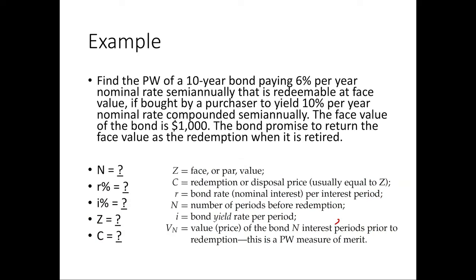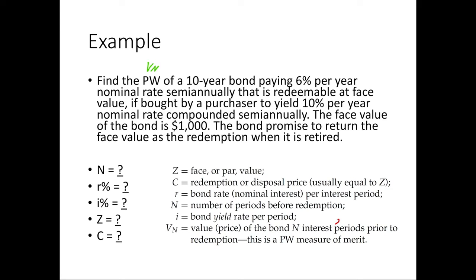The question is to find out the PW or the VN of a 10-year bond. Okay, 10-year bond is the lifetime of the bond. But it's not necessarily that you have 10-year periods. It depends on how it's compounded.